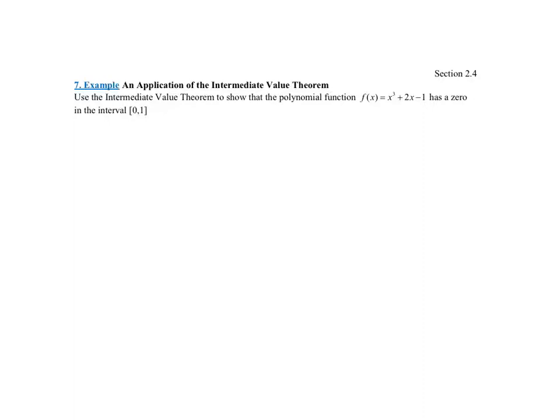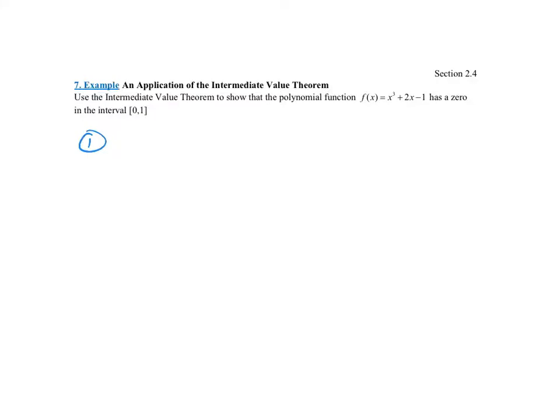Again, remember the first step is to state that it's continuous on the closed interval. The second step is to find your y values and determine if the given point is between them. And then after that, you actually find the value for x. So let me show you how to do that. It says use the intermediate value theorem to show that the polynomial function x cubed plus 2x minus 1 has a 0 on the interval 0, 1.